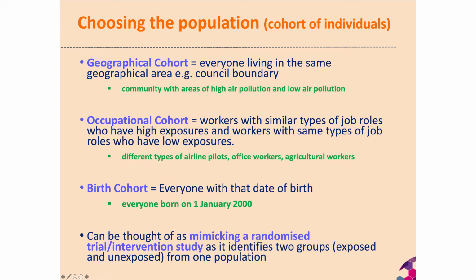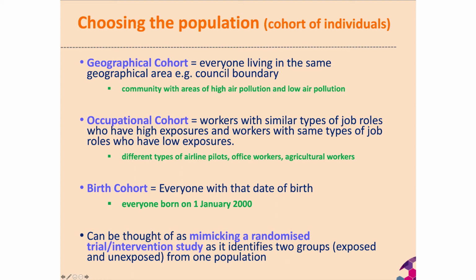So it's one community. We take participants from that one community, but within that community there are areas of high air pollution, maybe near roads or motorways or railway tracks or airports, and areas of low air pollution, maybe near rural areas or agricultural activities.